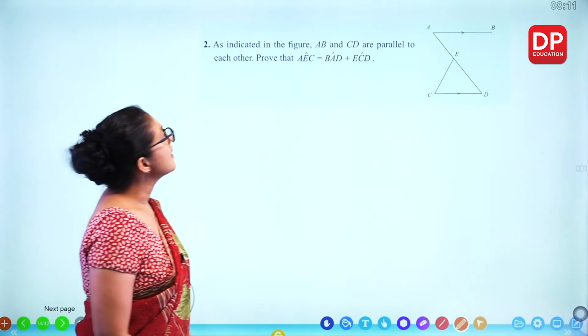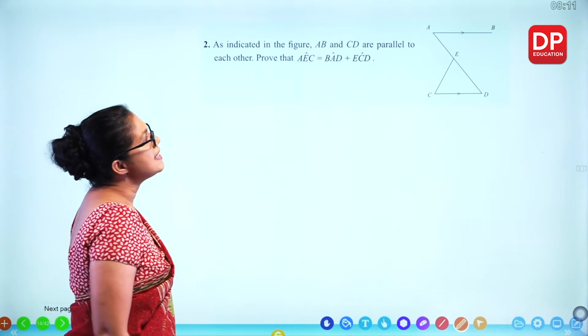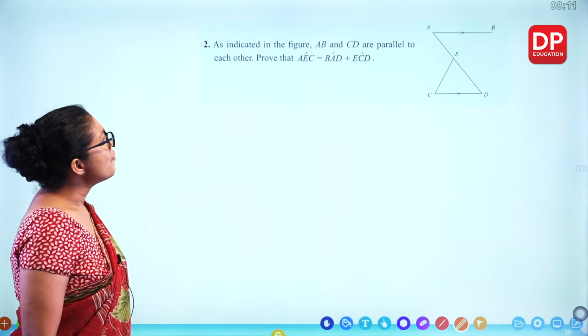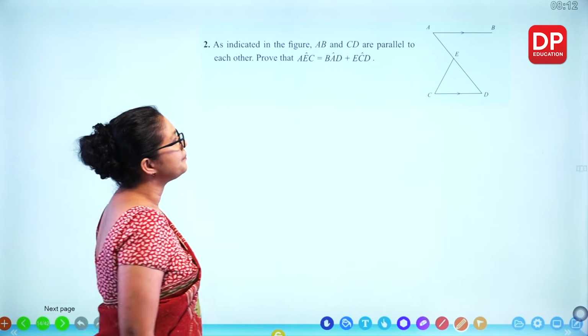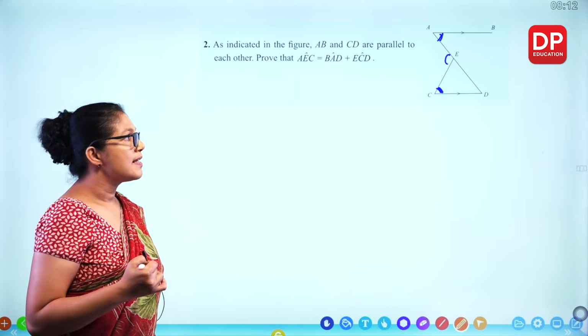Now we look at the second question. As indicated in the figure, AB and CD are parallel, already marked. Prove that AEC, this angle, is equal to BAD angle plus ECD angle. These two is equal to this angle.